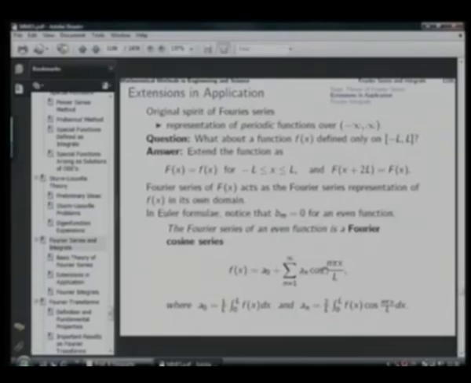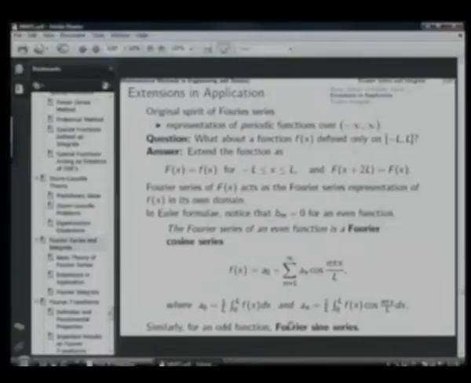Similarly, for an odd function, the cosine terms will be missing and the sine terms will be there, and of course, the average also will be missing, because for an odd function from minus L to L, the average value will be 0. So, similarly, we can get a Fourier sine series for an odd function, and that gives us another important tool in our hand, another important weapon in our hand.